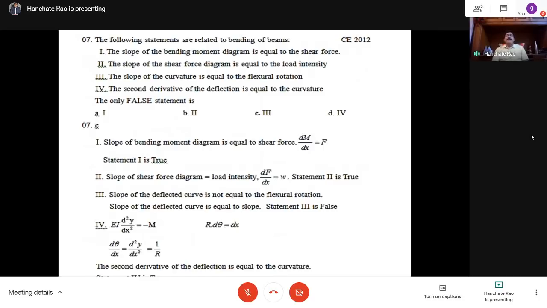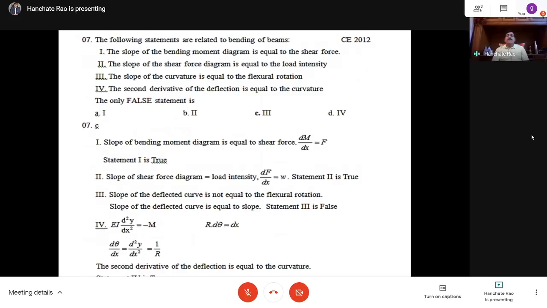So dF by dx is equal to the intensity of the load W. So we know W is equal to dF by dx. So the slope of the shear force diagram is equal to load intensity. It is correct. The third statement is the slope of the curvature is equal to the flexural rotation.